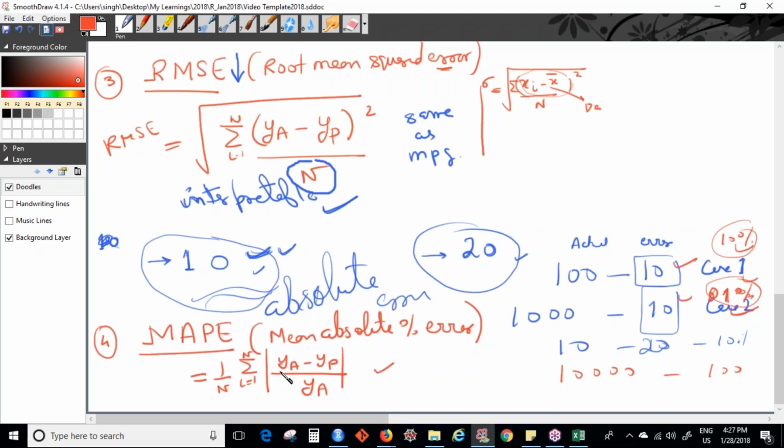It's a simple formula, nothing difficult, just a formula which you will have to remember. And it's easy to remember. Just remember MAPE, mean absolute percentage error. Is it clear, guys?